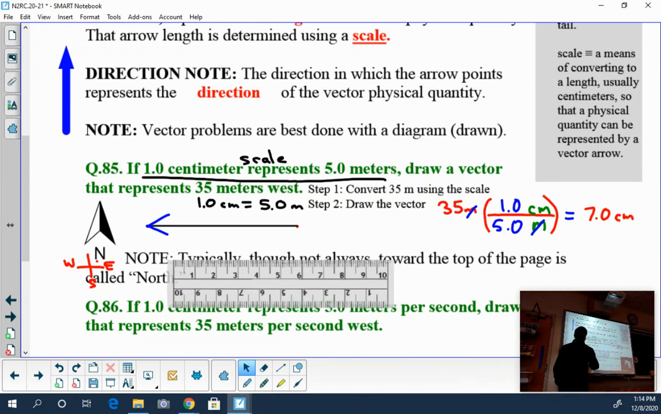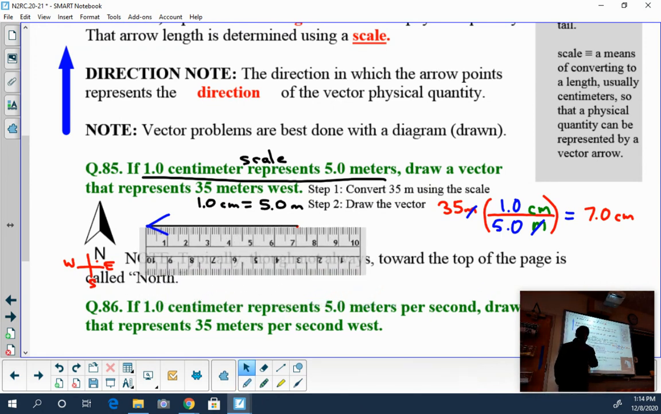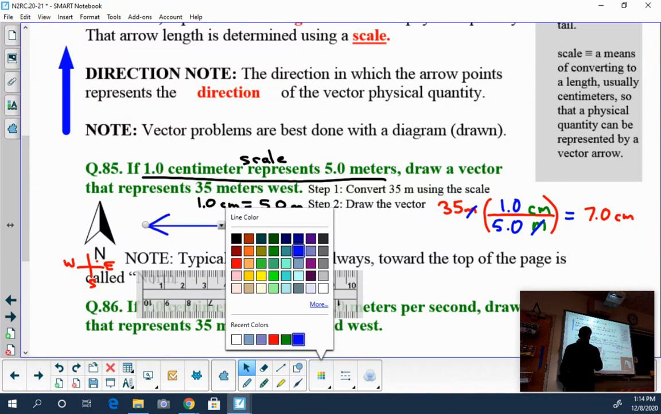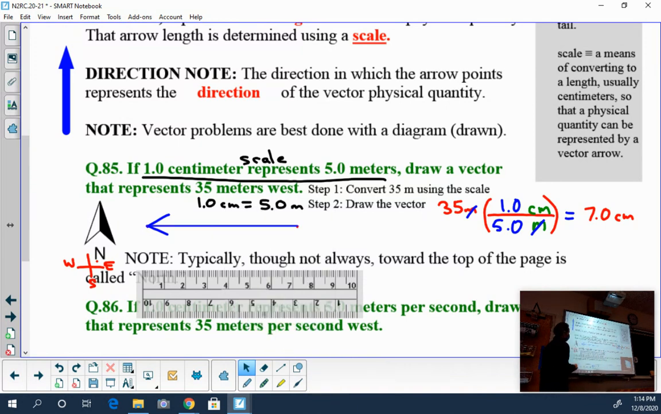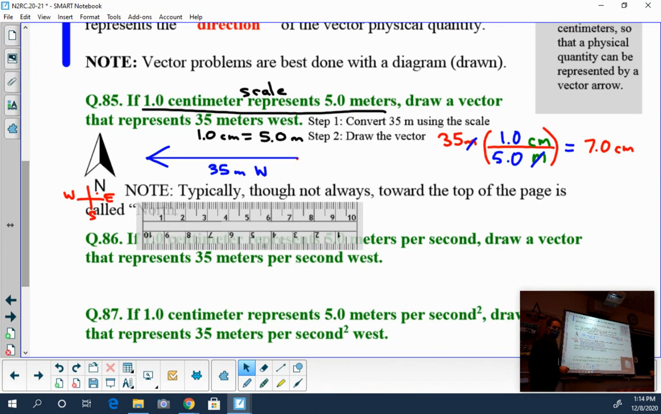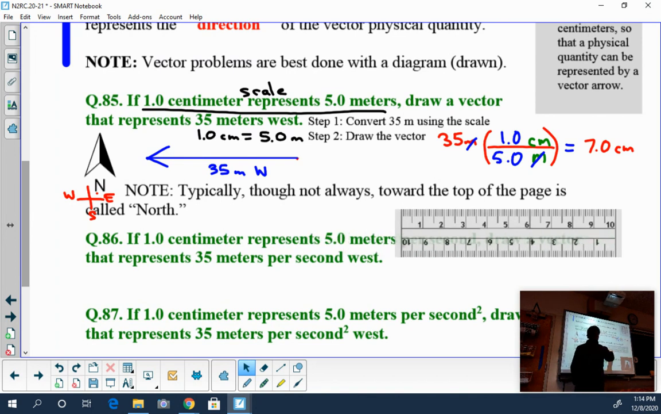In fact, if I put my ruler back up here, I should find that this is still just about 7 centimeters. Good. In fact, I'll color this whole thing blue. Why not? Nice. There we go. Okay. Good. There is 35 meters west. And you can label it if you want. 35 meters west. However, your label is really not that important. The reality is, I need to measure your vector. So it has to point the right way, it has to be the correct length, and boom, then it's good to go.